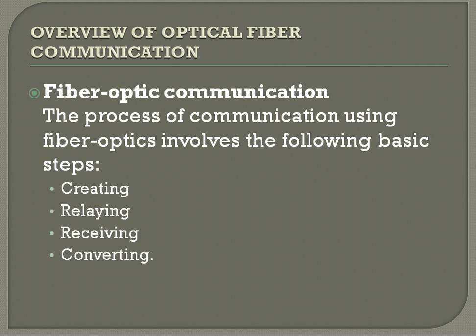The process of communication using fiber optics involves the following basic steps. Number 1. Creating the optical signal involving the use of a transmitter, usually from an electrical signal. Number 2. Relaying the signal along the fiber, ensuring that the signal does not become too distorted or weak. Number 3. Receiving the optical signal. Number 4. Converting it into an electrical signal.